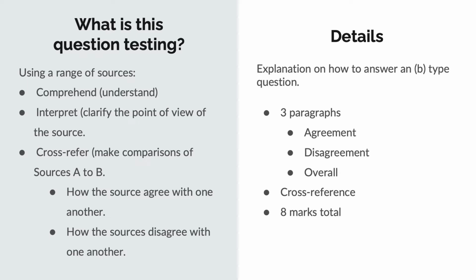The details that you need to know for the B question is that essentially you should be establishing a 3-paragraph response. The first paragraph can be about agreement, the second paragraph is about disagreement, and then the third paragraph is the overall. And that's where we'll talk about the extent of reasoning at the end of the video. And of course, it's that cross-referencing, which is the most important aspect of this question. A full mark is 8, since this is the B question.